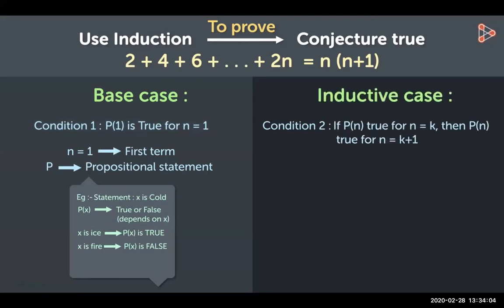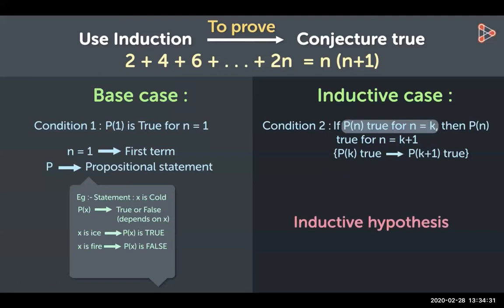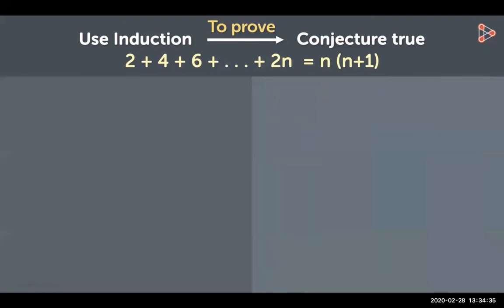If we assume that the formula is true for n equals k, then it will also be true for n equals k plus 1, thus creating the domino effect, which we had spoken about earlier. It could also be thought of as P of k implies the truth of P of k plus 1. This assumption that we make, the assumption that the formula is true for n equals k, is called the inductive hypothesis. To understand this better, we need an example.